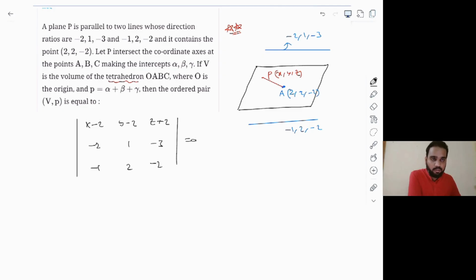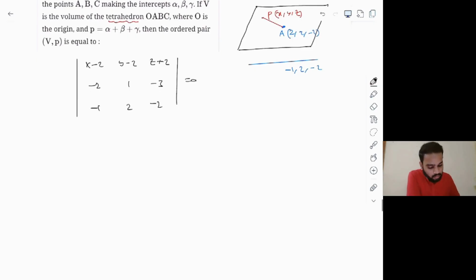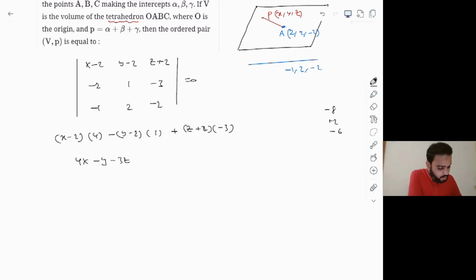Okay, this is our idea. You can go back and look at the formula which I discussed earlier. Now, once you expand this, it will be x minus 2 multiplied by minus 2 plus 6, which will be plus 4, and minus y minus 2 multiplied by 4 minus 3, which is 1, plus z plus 2 multiplied by minus 4 plus 1, which is minus 3. So finally, when you expand, 4x minus y minus 3z, and constants are minus 8 plus 2 and minus 6 here.